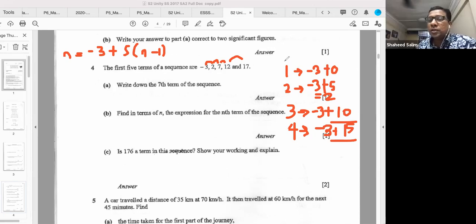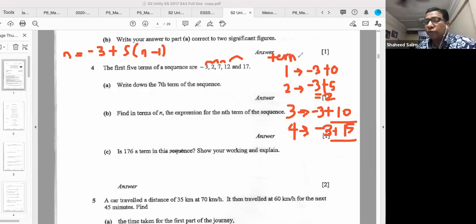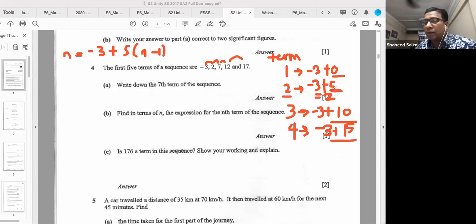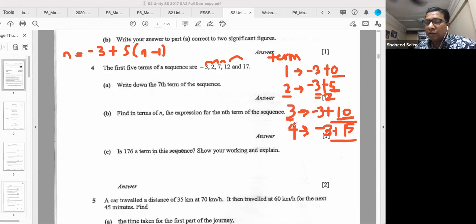Okay, so this is the first term. When this is the first term, you add 5 times 0. We look at the second term, we add 5 times 1. Third term, 5 times 2. It is always 1 less than n. If this is n, this one is 5 times n minus 1. Can you see that? If this is 4, I will times 3 to get 15.